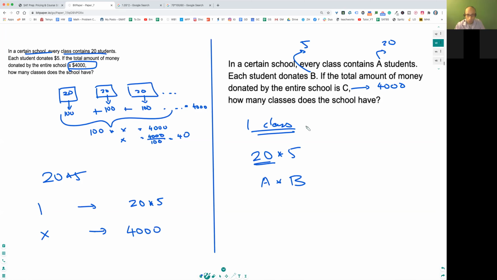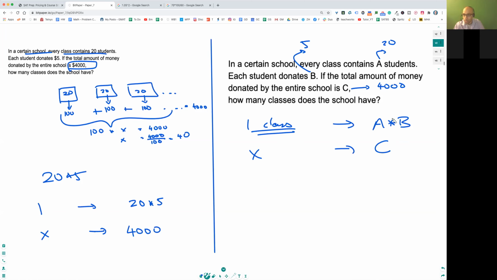Over here, what you're going to do is one class donates 20 times 5, but instead of that, I'm just going to put A times B here. Okay, I'm just going to put A times B because that's the same as 20 times 5, right? Now, don't be worried about these alphabets. They're just boxes for numbers, right? And now you're asked X classes is 4,000, right? But instead of 4,000, you got a C here, right?